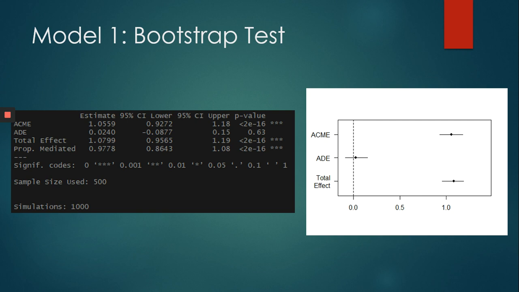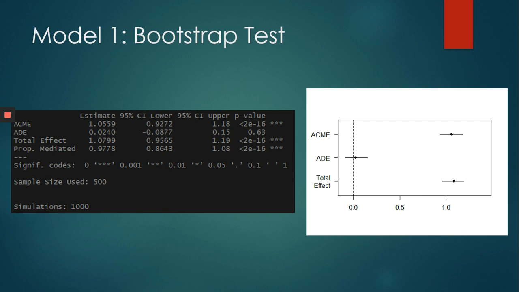So it randomly samples from our sample size of 500, 1,000 times in this case. And as we can see, it spit back out ACME, ADE, total effect, and prop mediated. So what this means is our ACME is our mediated effect, our ADE is our direct effect, and our total effect is our C. And if we want to speak further in those terms, our ADE is our C prime, and our mediated effect is essentially our A and B. And in this case, our A and B are significant, our C prime is not, and our C is significant, just like we found with our regression analysis.